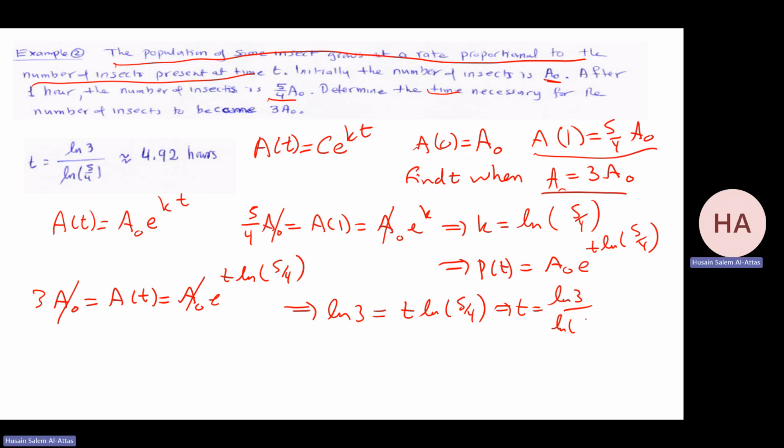Sorry, 5 over 4. Which is approximately 4.92. Is it using hours? He did not specify any unit. So it's 4.92. Well, he put hours here, sorry. So this is hours.